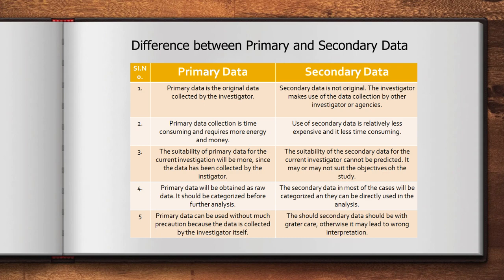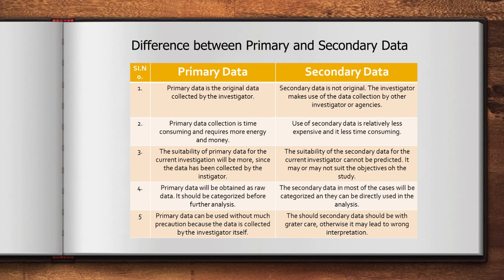The suitability of primary data for the current investigation will be more, since the data has been collected by the investigator. The suitability of the secondary data for the current investigation cannot be predicted. It may or may not suit the objectives of the study. Primary data will be obtained as raw data. It should be categorized before further analysis, whereas the secondary data in most cases will be categorized, so it can be directly used in the analysis.